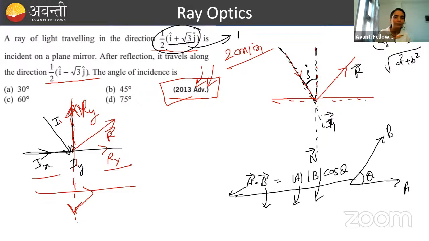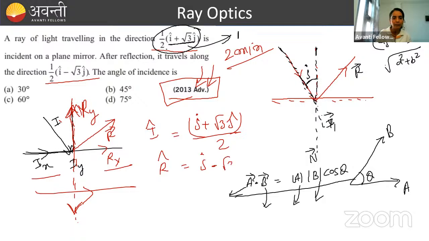ठीक है, यहाँ पे आप ध्यान से देखो, first incident light जो है उसका वेक्टर कैसे दिखाया गया है? I cap plus root 3 j cap by 2. ये इंसिडेंट लाइट का यूनिट वेक्टर है. रिफ्लेक्टेड लाइट का यूनिट वेक्टर कैसे दिखाया गया है? I cap minus root 3 j cap by 2, ऐसे दिखाया गया है. So which component direction is changing? I cap में या j cap में? j cap का कंपोनेंट का डायरेक्शन चेंज हो रहा है. Magnitude is remaining same because both are unit vectors. So here it is positive and here it is negative.